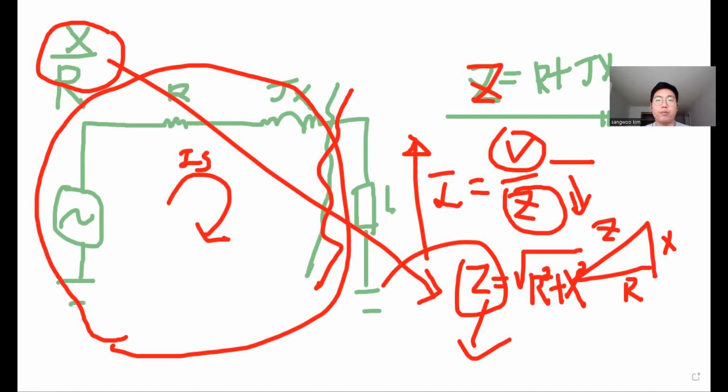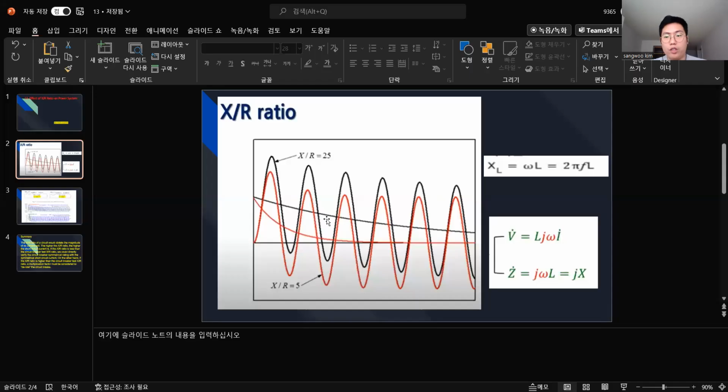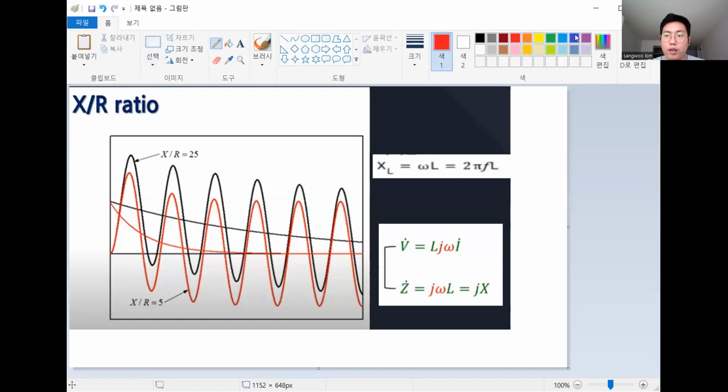Let's move on. So here, you guys can see these black waves. Okay, sorry guys, a little bit. Yeah, guys, look at that.